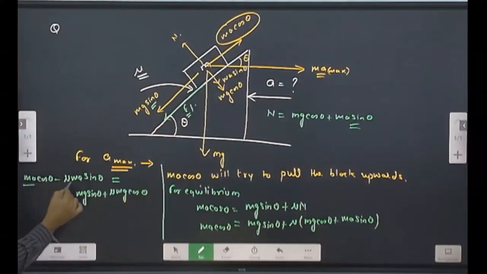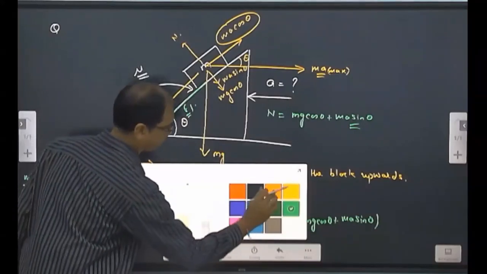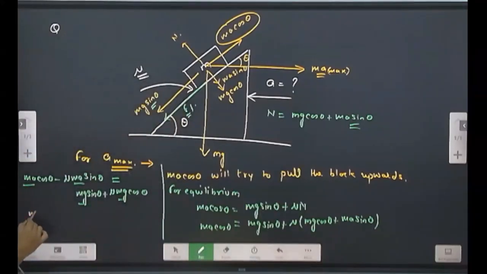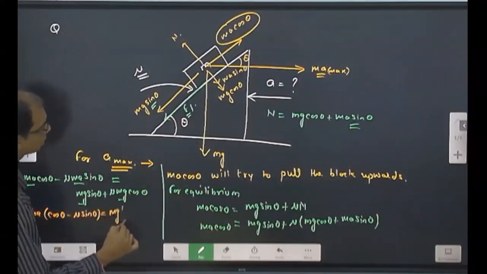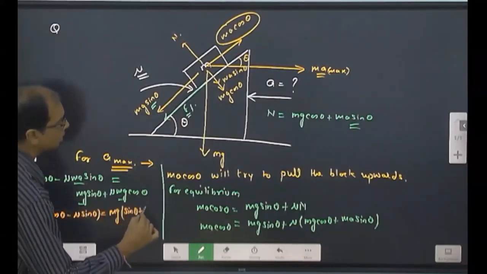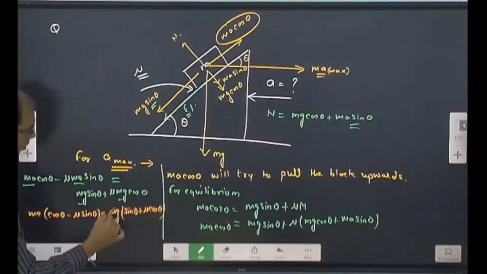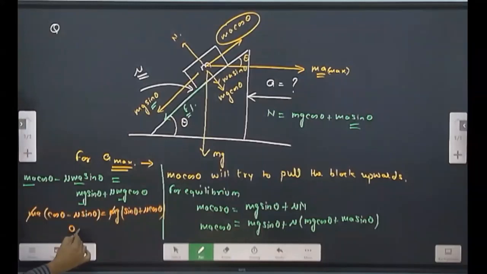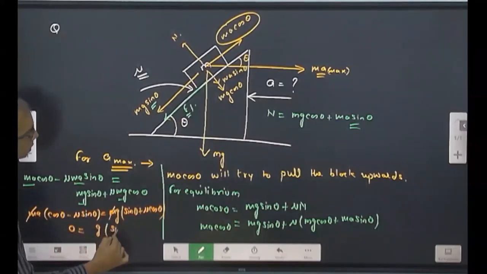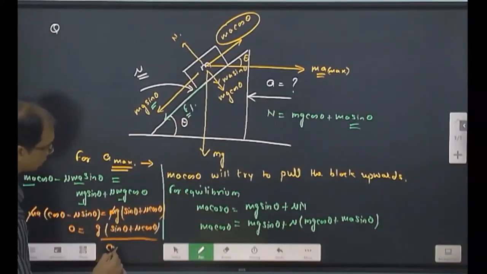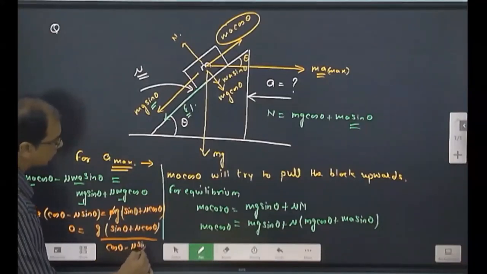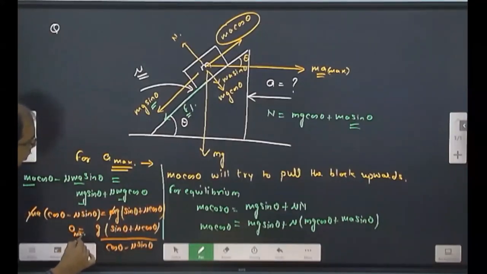Right. So from here take ma common, from here take mg common. See what's coming. Ma is taken common: cos theta minus mu sin theta. From this side mg taken common: sin theta plus mu cos theta. M and M get cancelled. The a value we got is g times (sin theta plus mu cos theta) divided by (cos theta minus mu sin theta). Now this is a maximum. This is a max.